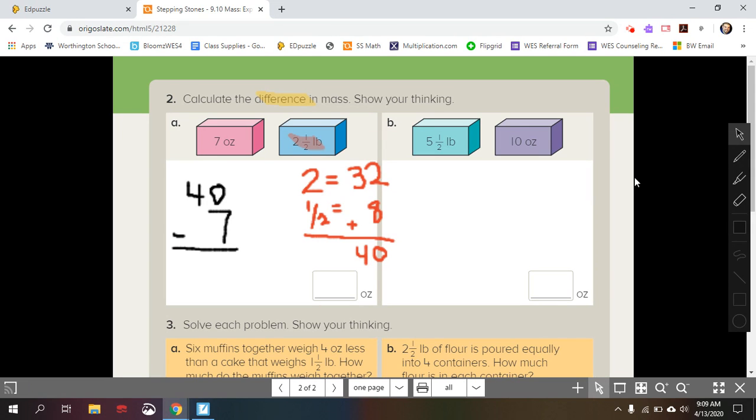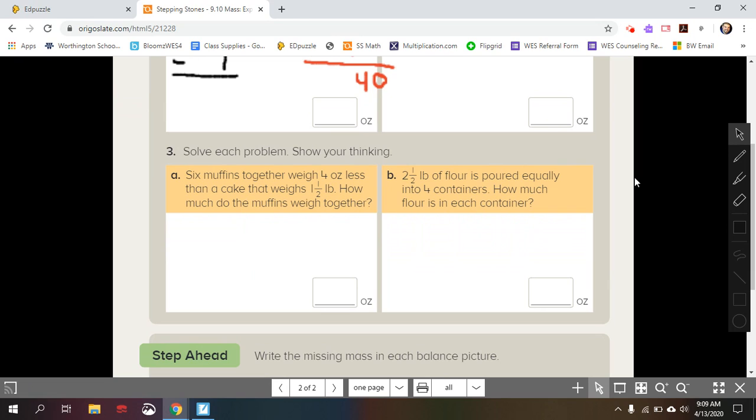Alrighty, nice job. And we've only got 2 more to work on here. And these are both word problems. So again, I want you to think about what the word problem is asking you to do. Okay, for example, if you look at A, it says 6 muffins together. So when you put all those muffins together, they weigh 4 ounces less, so they're not as much, as a cake that weighs 1.5 pounds.